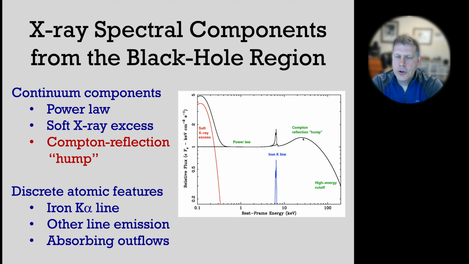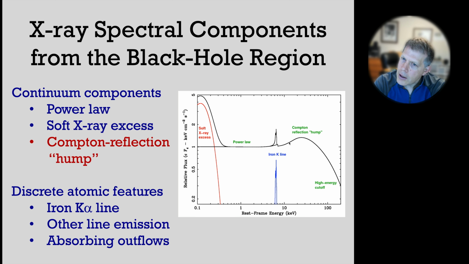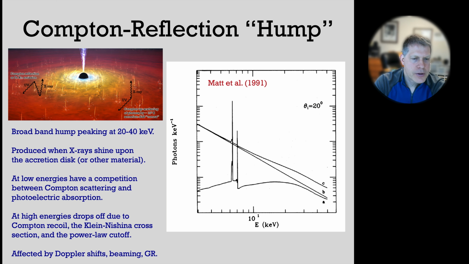And then finally, for those of you who know a little bit about quantum electrodynamics, you may know that the cross-section for Compton scattering also drops off as the photon energy becomes non-negligible compared to the rest mass energy of the electron. That is known as the Klein-Nishina cross-section, as opposed to the Thomson cross-section. So the scattering cross-section also drops up here, and that causes the hump to decline at high energies. And so you get this broadband hump, which is important for a while as Compton scattering beats out photoelectric absorption, but ultimately it has to decline for the various reasons I've just mentioned. So you end up with this broadband hump.